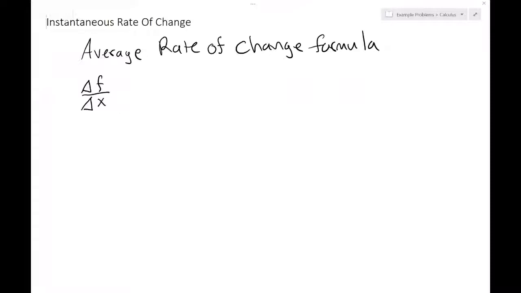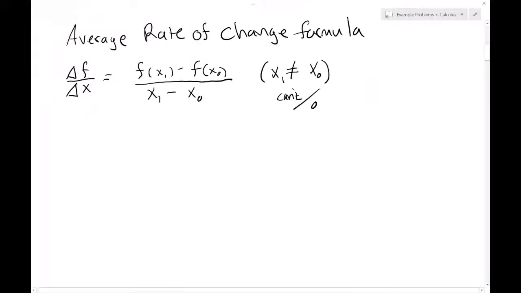The average rate of change formula is given as the change in f, or delta f, where f is your function, over the change in x, or delta x, which can be written as f of x1 minus f of x0 divided by x1 minus x0, where x1 is not equal to x0 since we can't divide by 0.